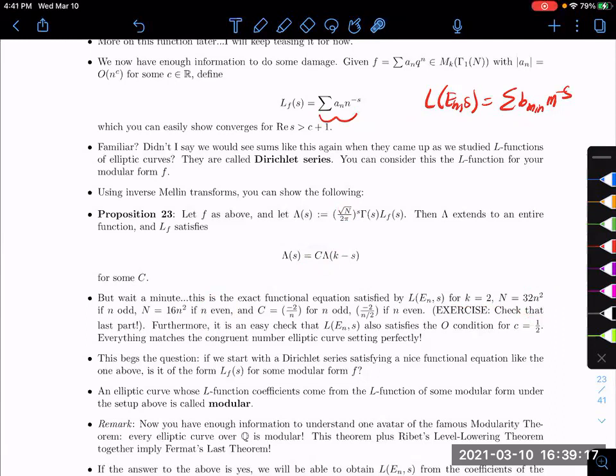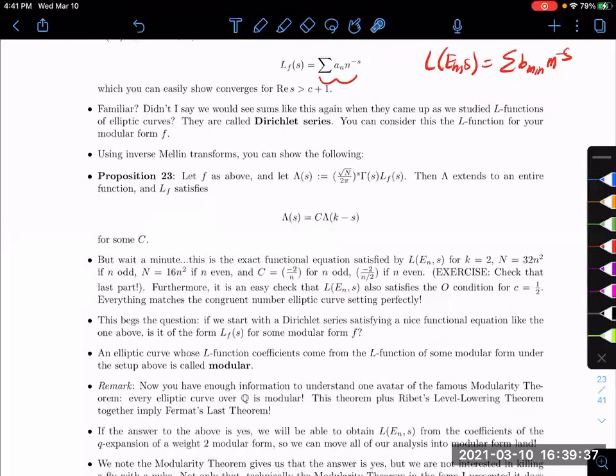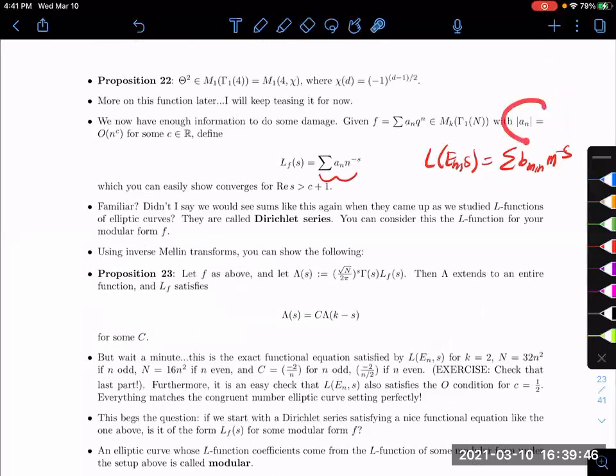In terms of Legendre symbols, C was (negative 2 over n) if n was odd, and C would be (negative 2 over n over 2) if n is even. Check this is equivalent to the original definition I gave you back when we talked about L functions of elliptic curves before. And it's also an easy check that the L function of any congruent number elliptic curve satisfies this big O condition, right, where did I put it? Right here, for C equals 1/2.